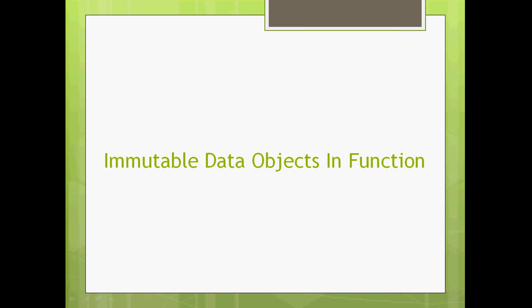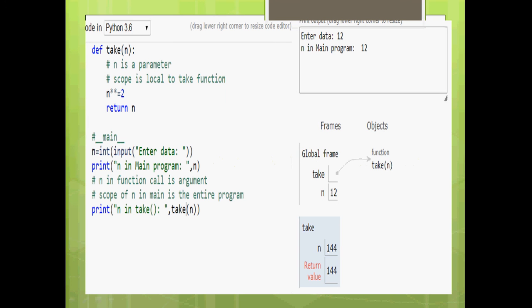Now, immutable. Let's see some immutable types. Integers are immutable. That is why they store it separately. In this program, let's start from the main program. The function should be written before the main program, which is a rule of Python. So in the main program, we receive an integer value from the user, and we are printing that integer value received by the program.